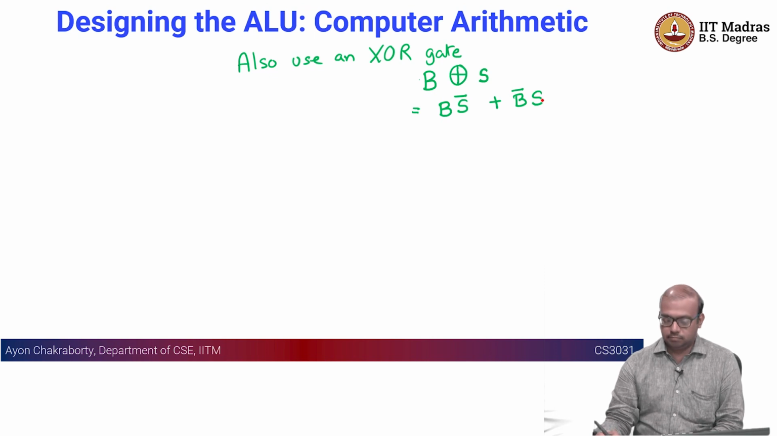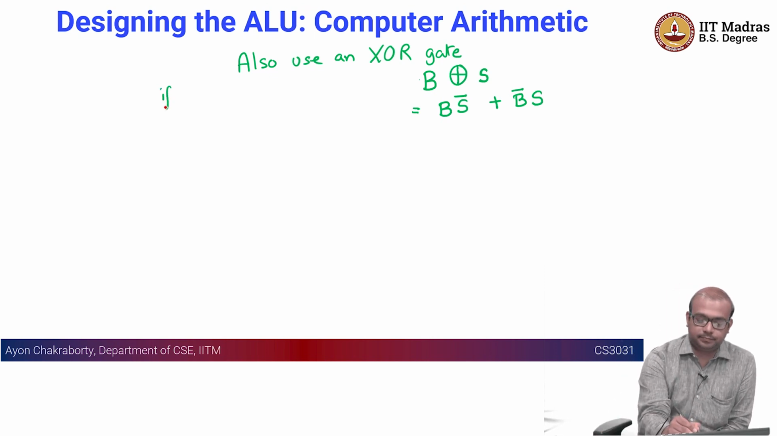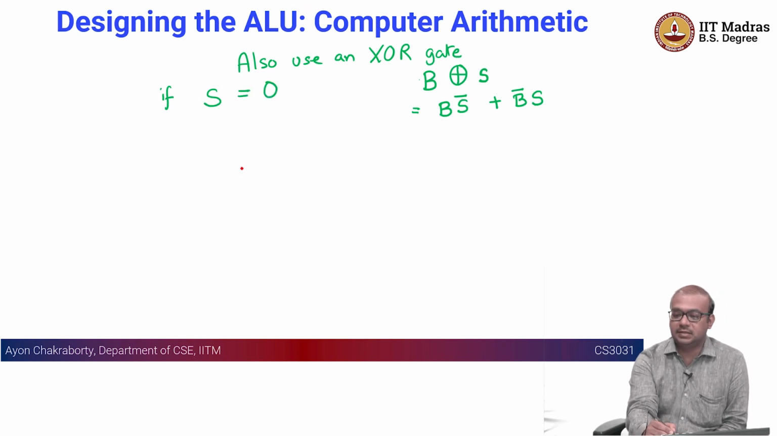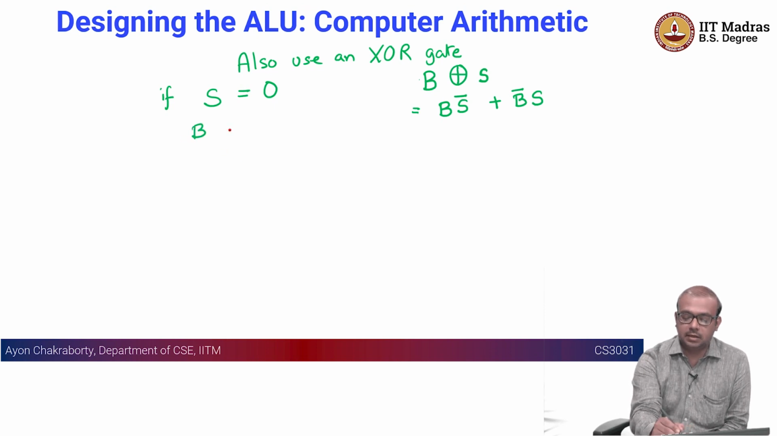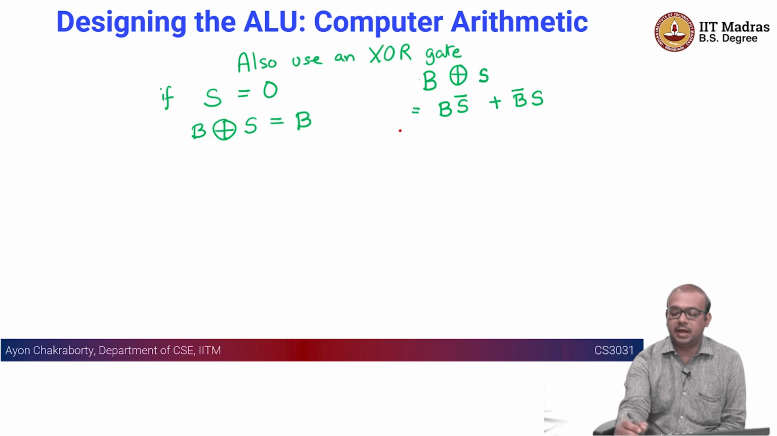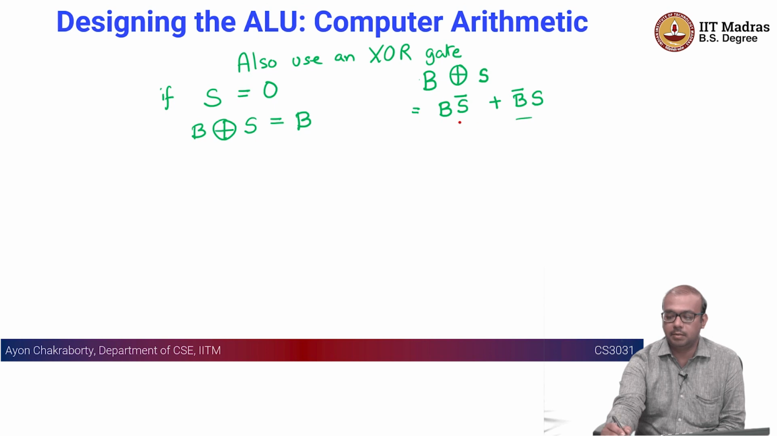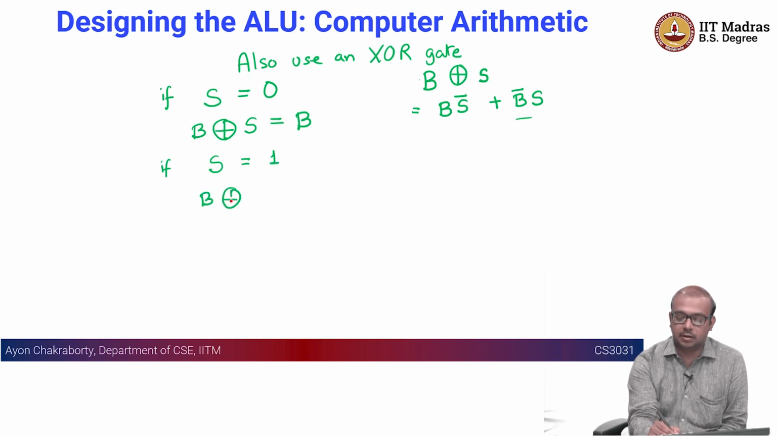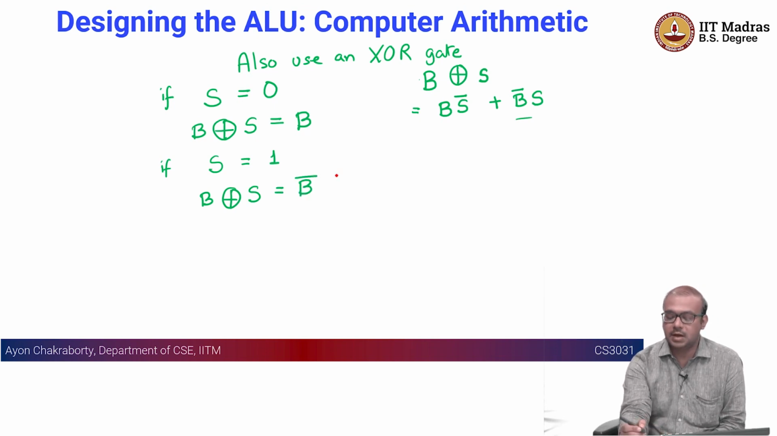So if S is equal to 0, B XOR S is equal to how much? This is going to be B, right? Because S bar is going to be 1, and B dot 1, B and 1 is going to be B. If S is equal to 1, then B XOR S is going to be how much? This is going to be B bar, right? So it's a very nice way.